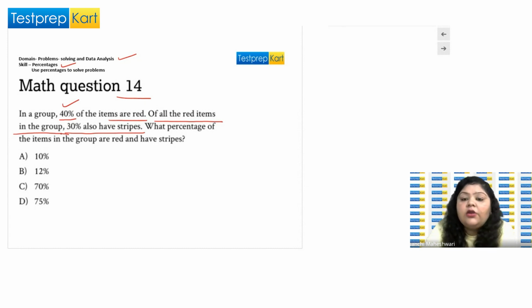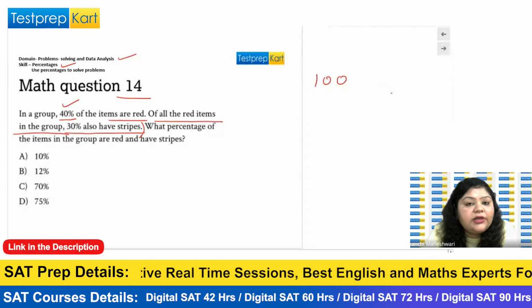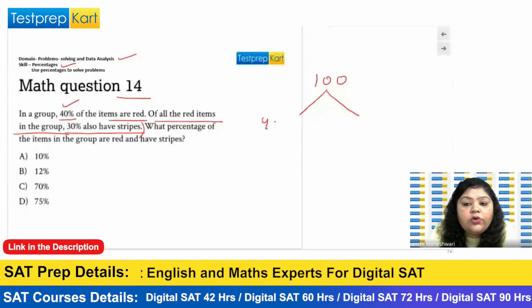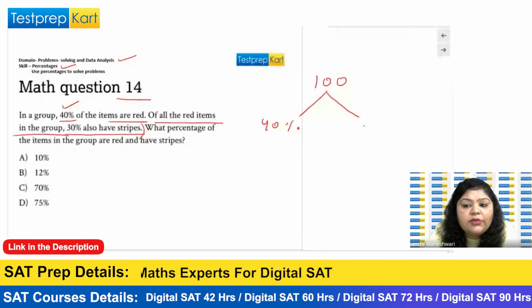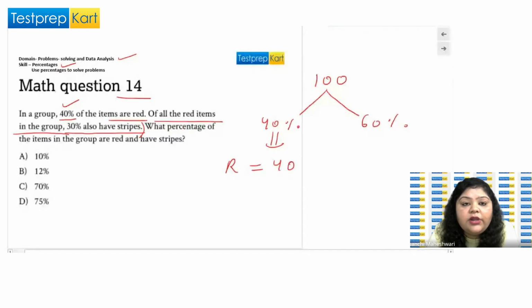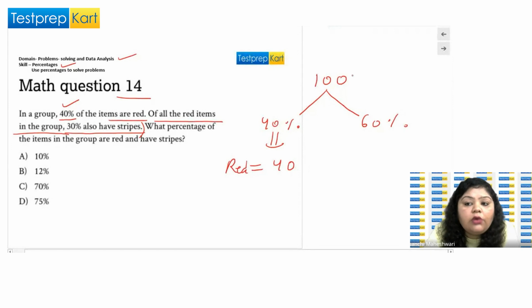Now let me just conclude this question till now. I'm going to assume that the total number of items is 100 only. So if 100 items are there, 40% of them are red. So I'm going to have 40% there and the remaining 60%. So 40% of them are red, so can't I say 40 of them would be red? Of course I can say so. Red items would be 40 out of this 100.